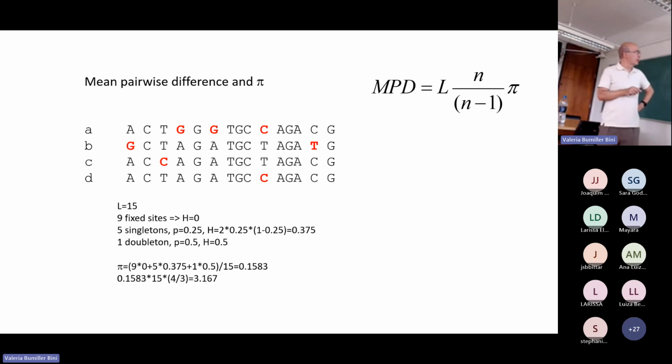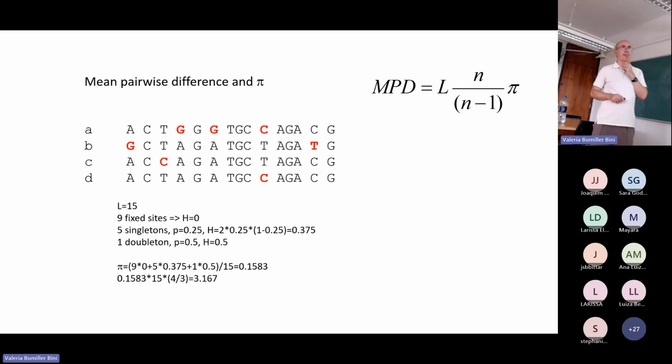And we have this doubleton here, and this doubleton here. So this means the allele frequencies are 50%. So we already know that heterozygosity then is 0.5. So pi then would be the average along all the sites. So it's 9 times 0, 5 times 0.375, 1 time 0.5, over 15 possible sites. The average is 0.583.